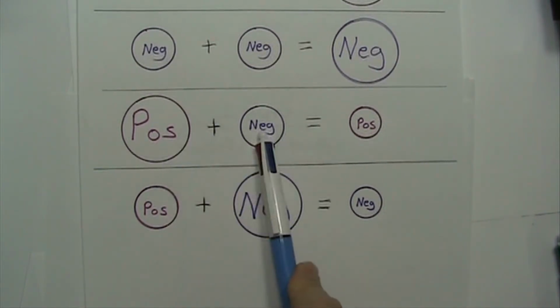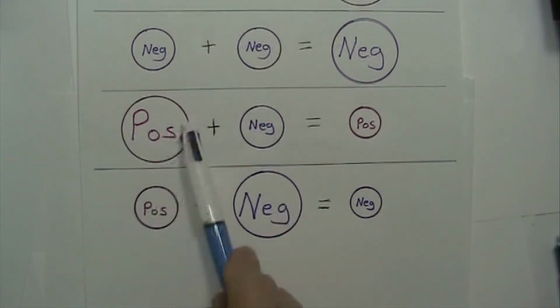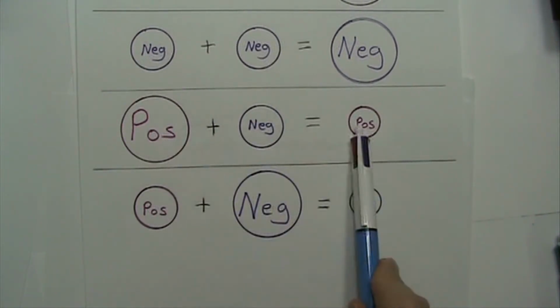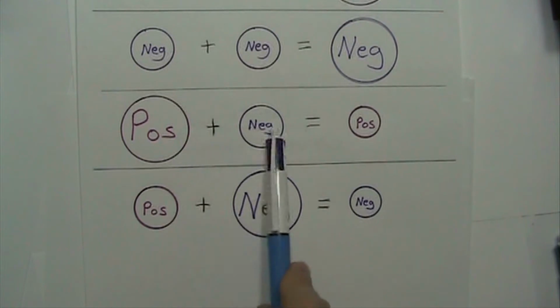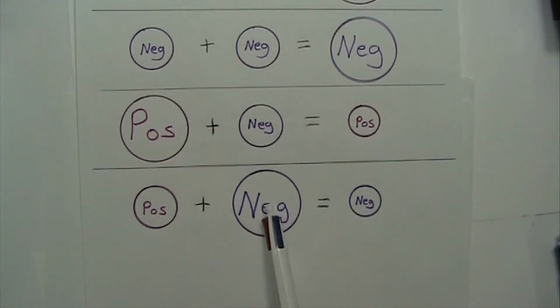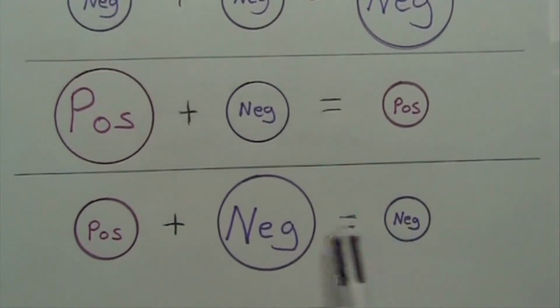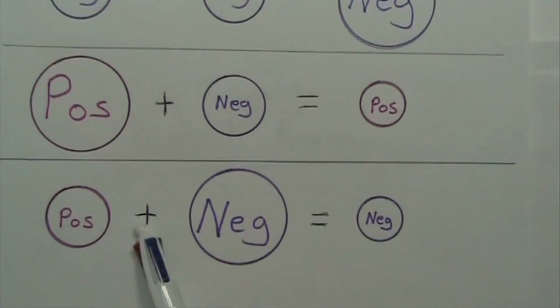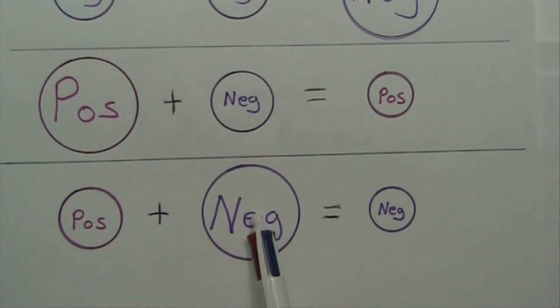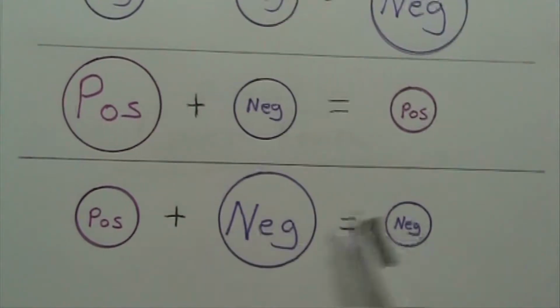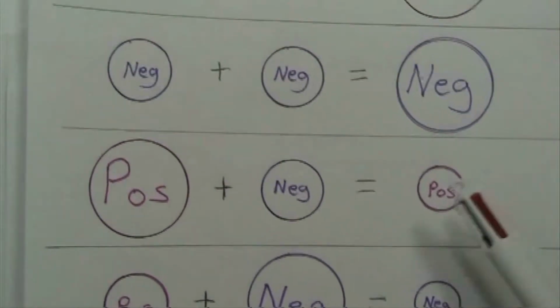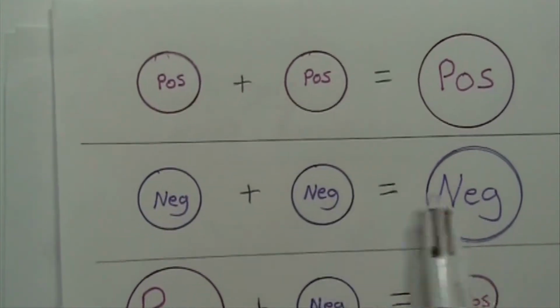If we have positive and negative, yeah, the answer is positive, but it's not nearly as much. In other words, you subtract them. Same thing goes here. There's more negative, so the answer is negative, but you have to subtract the positive from the negative. So these two you subtract, but if they're the same sign, then you just add them together.